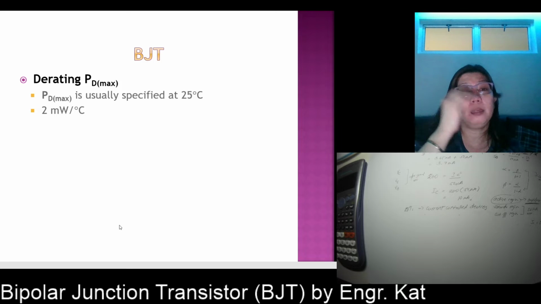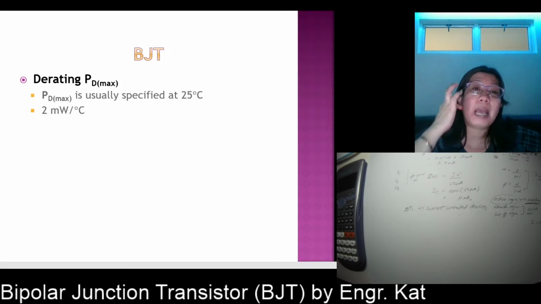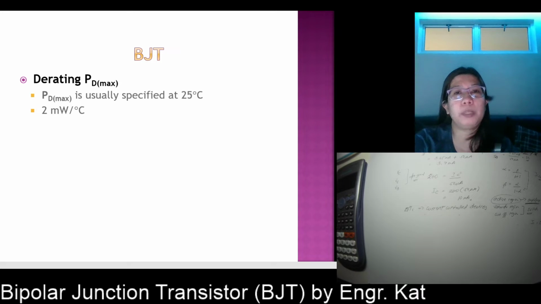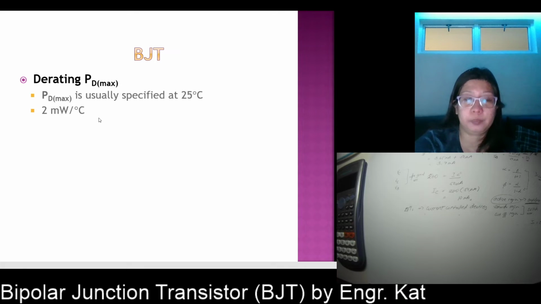So the rating power max, PD max or power dissipation, is usually specified at 25 degrees Celsius. Usually it changes for about 2 milliwatts per degree Celsius. So whatever is written in the specification sheets might change with an increase in temperature, because what is written there is always at room temperature. Take note that every time you use your transistor in a circuit, there's a tendency that your circuit will heat up and the temperature may rise, so therefore your maximum power dissipation will also change.